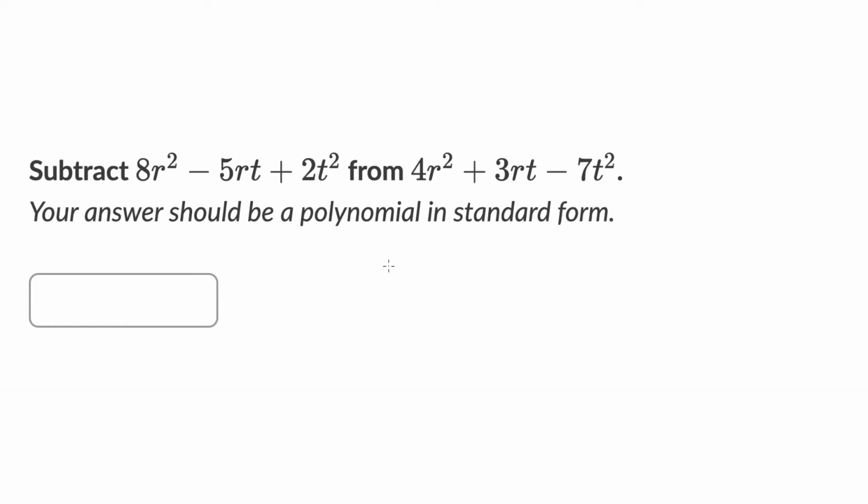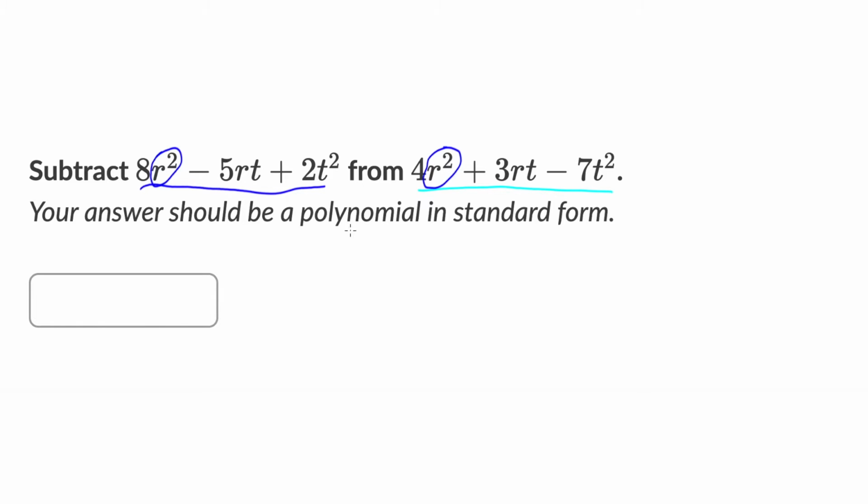Alrighty, another subtraction, problem number 4. Let's take a look. It's asking us to subtract this with that, okay? Now, how are we gonna do that? Well, we already did it a few times, so you should be pretty familiar. Let's look at our first terms. We've got r squared and an r squared, conveniently in the right order.